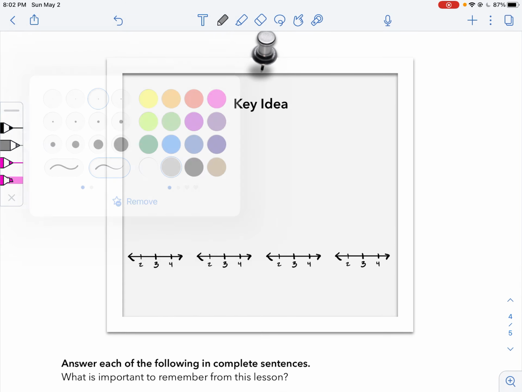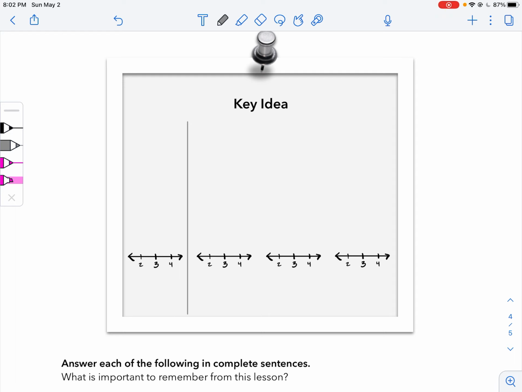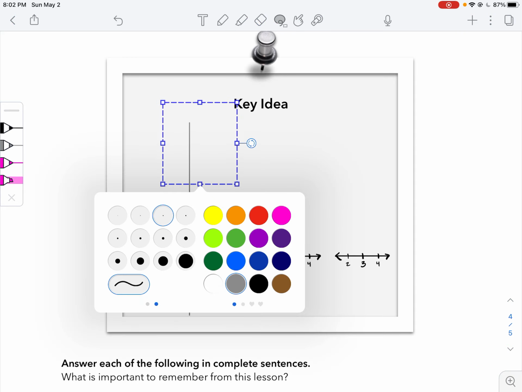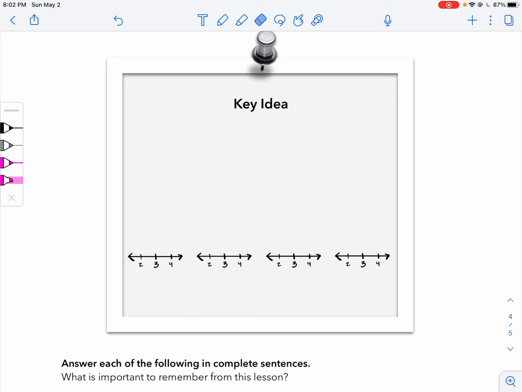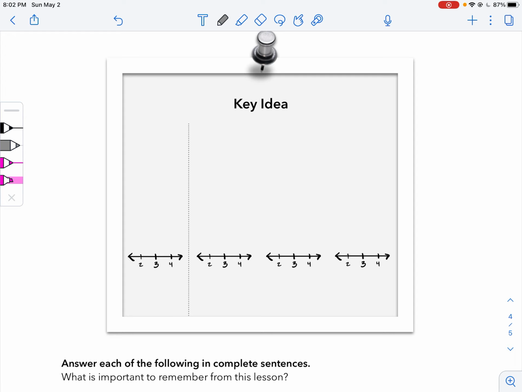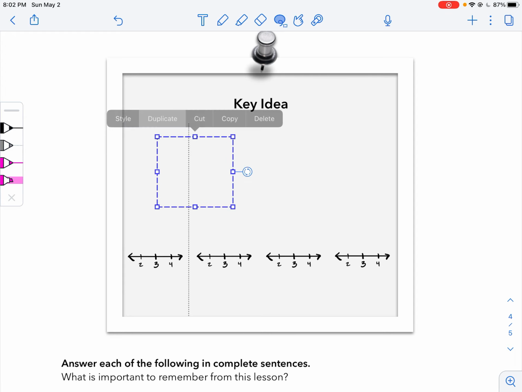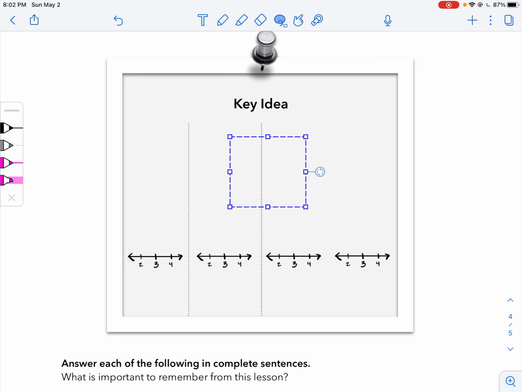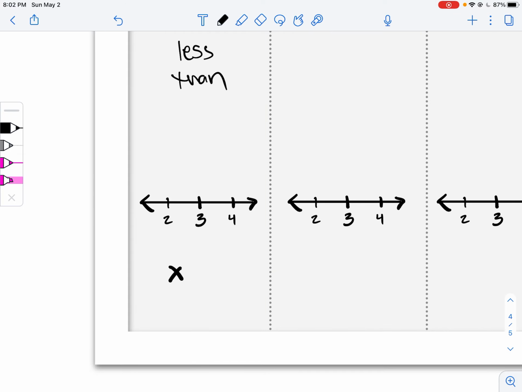That's it. So in summary, we have 4 signs that we care about. In fact, I'm going to do a little line between them to help divide the ideas. So if you have a less than symbol, that's called less than. So if you wanted to graph x is less than 3, you start at 3 and you go this way.